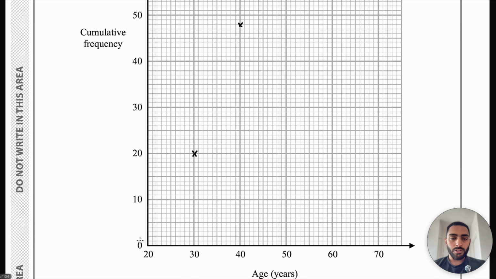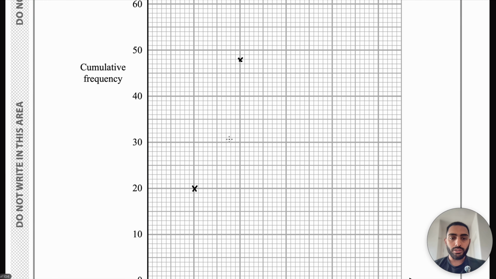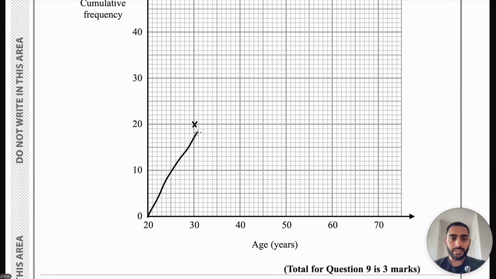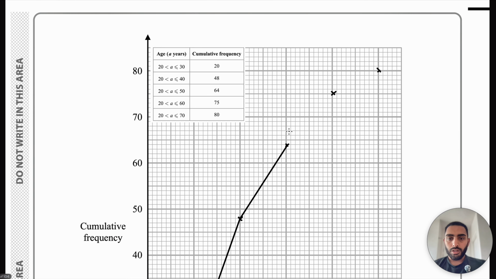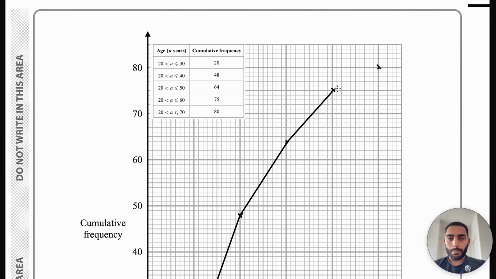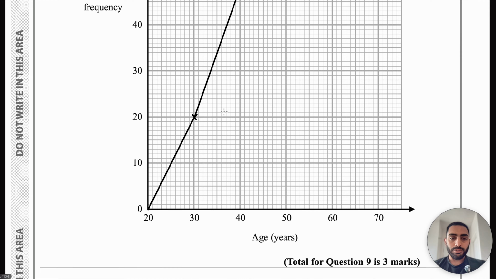There's 2 ways you can finish this off. You can draw a smooth curve going through all of the points, or you can just do a straight line connecting each of the points. I'm just going to do a straight line because it's a little bit easier. Just 2 to go. And that's that graph done.